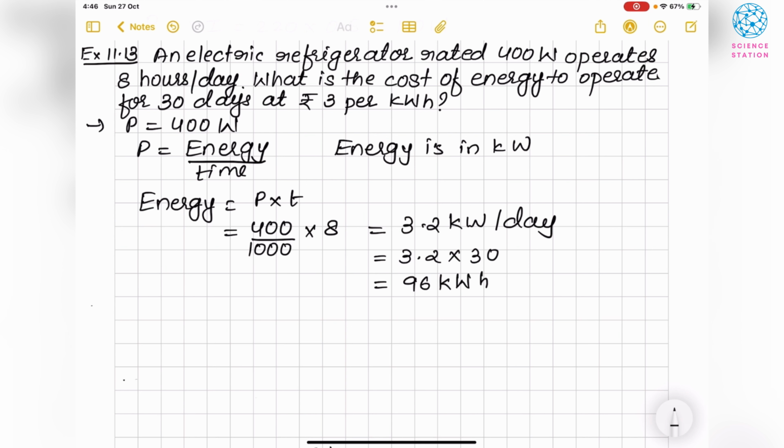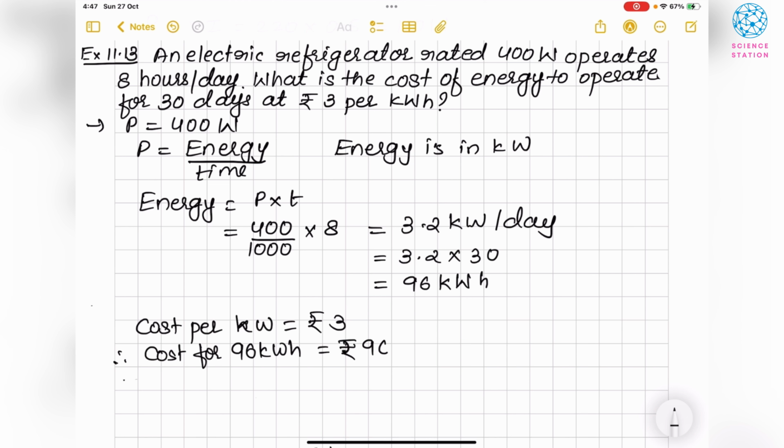Now cost per kilowatt hour is rupees 3. So therefore the cost for 96 kilowatt hour will be 96 into 3. That will come as rupees 288.